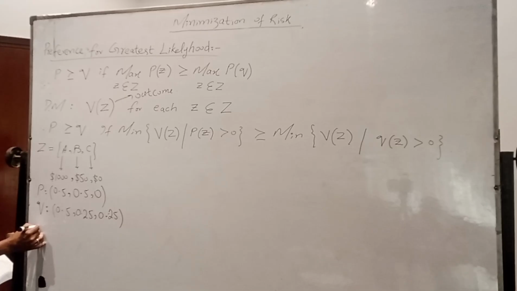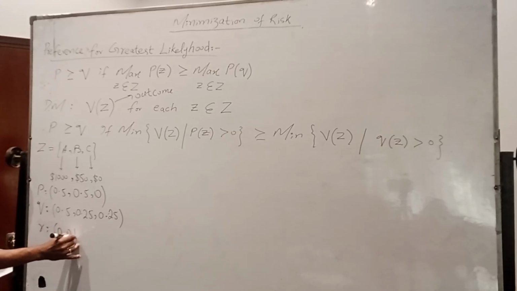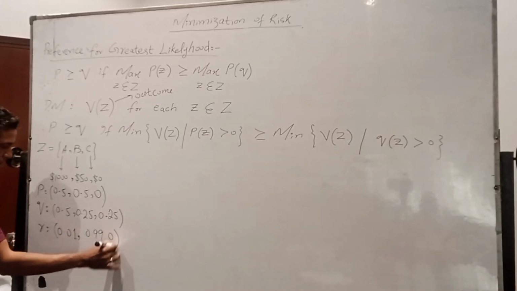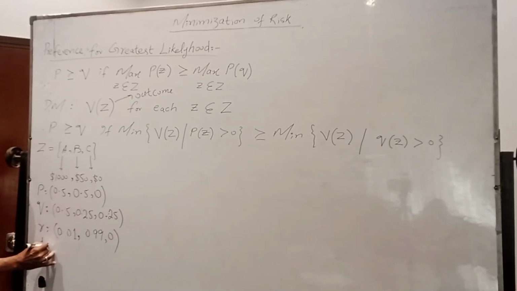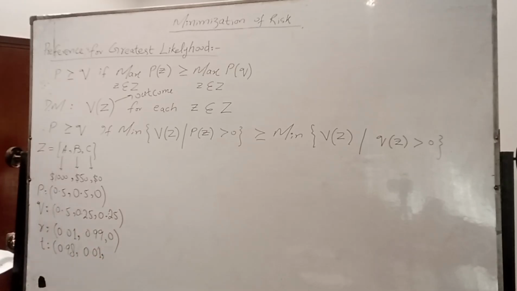And similarly P, Q, R, T. R is 0.01 and similarly 0.99 and 0, and T is here 0.98 and similarly 0.01 and so on 0. Yes. Now, first of all, what is the max according to this one?